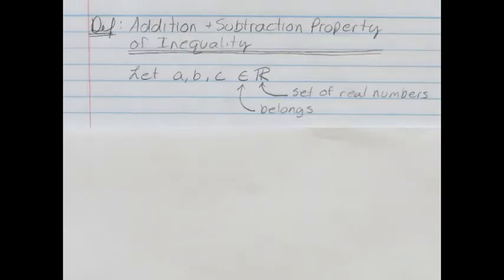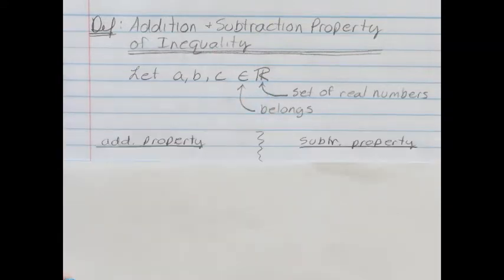We're going to discuss the addition and subtraction property of inequality. We're going to let A, B, and C belong to the set of real numbers. Those are the only two symbols that I really want you to learn. Now I'm going to do both properties at the same time, well, on the same line anyway.